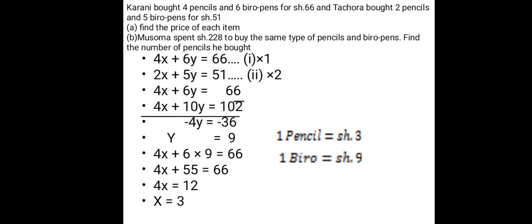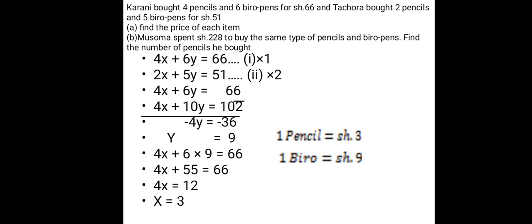So I shall multiply the second one by 2 so that I'm able to eliminate x. Now, if I multiply that, the second equation becomes 4x plus 10y is equal to 102. Now I subtract from the first equation, I get negative 4y is equal to negative 36. So the value of y is 9.